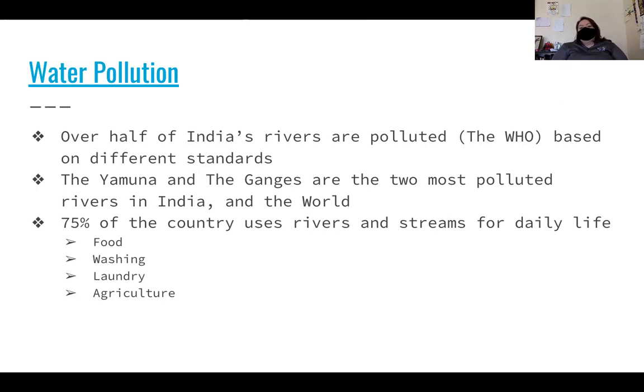So the Yamuna and the Ganges are basically life forces for the population of India. 75% of the country uses those rivers and streams for daily life, for things like food, either production like agriculture or just needing water to create food, washing themselves, and laundering their clothes. And like I said, agriculture once again. The most important part is that 75% of the country needs those rivers to perform daily functions. So there is a high reliance on these rivers, regardless of how polluted they are.